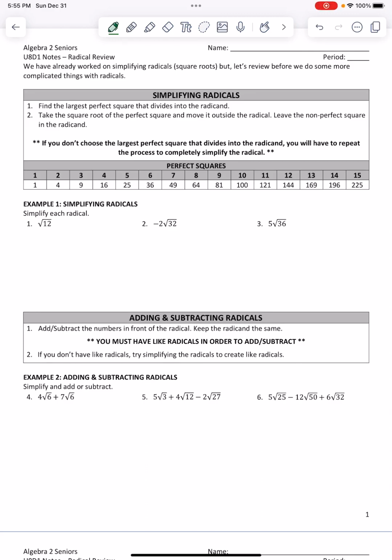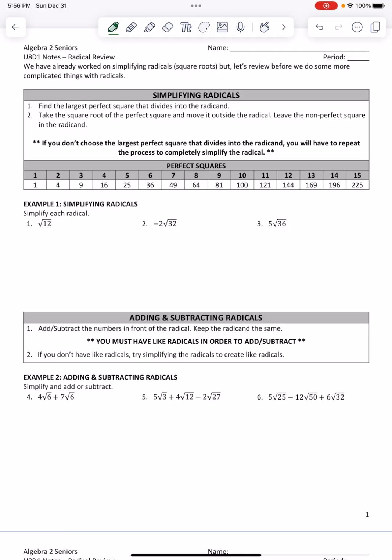In Unit 8, we are going to eventually be solving some radical equations and inequalities. So before we get into working with those, we're going to review how to simplify and add, subtract, and multiply all those things with radicals. We already talked about this in first semester, but just a quick review here.